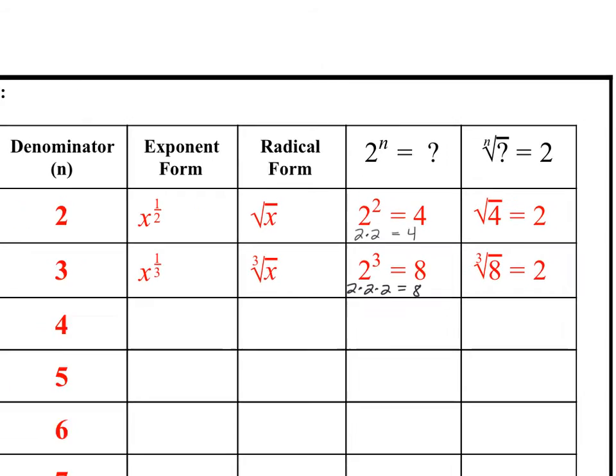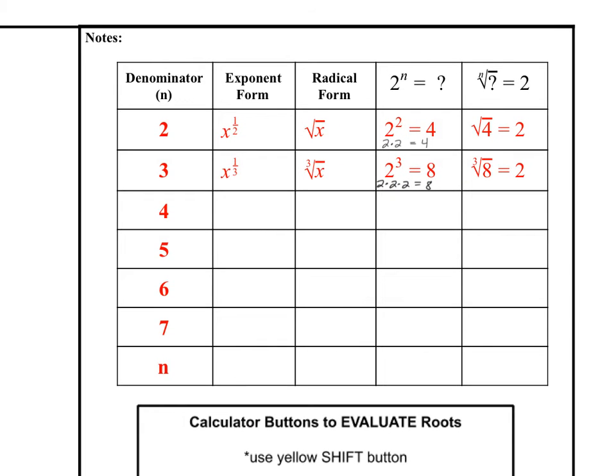I want you to try and fill out the rest of the table at least up until here, so at least through 7. You will not have anything for these last two boxes for the nth root. I should have deleted those, but I didn't. Okay, try it. Go.